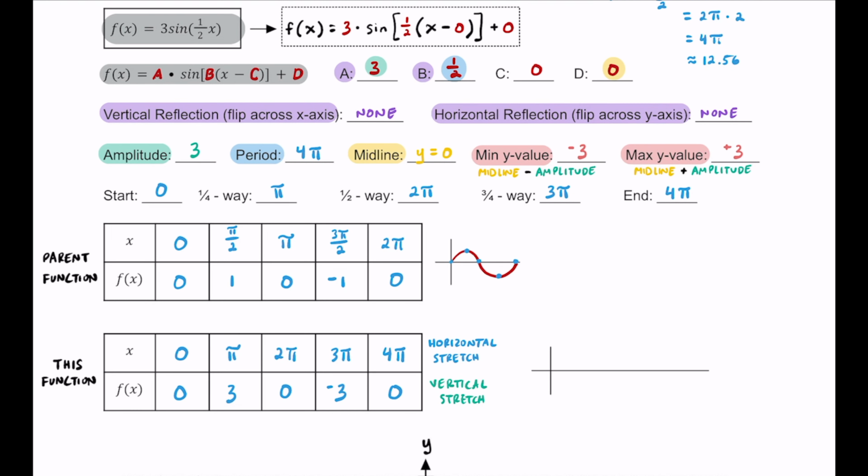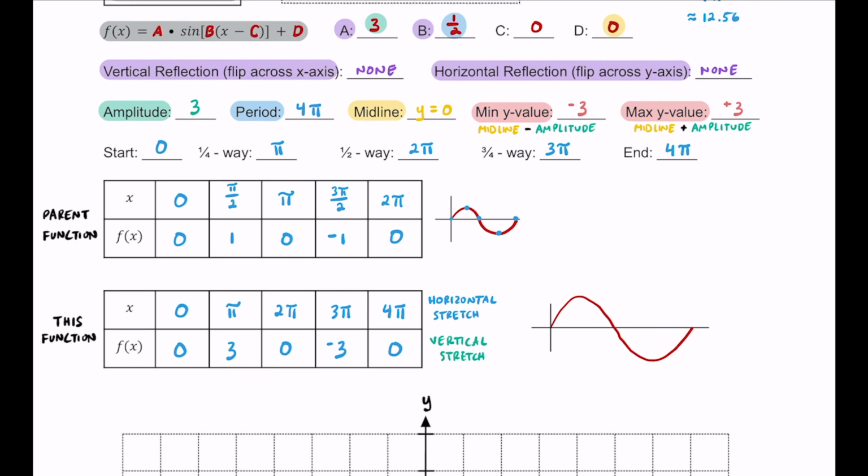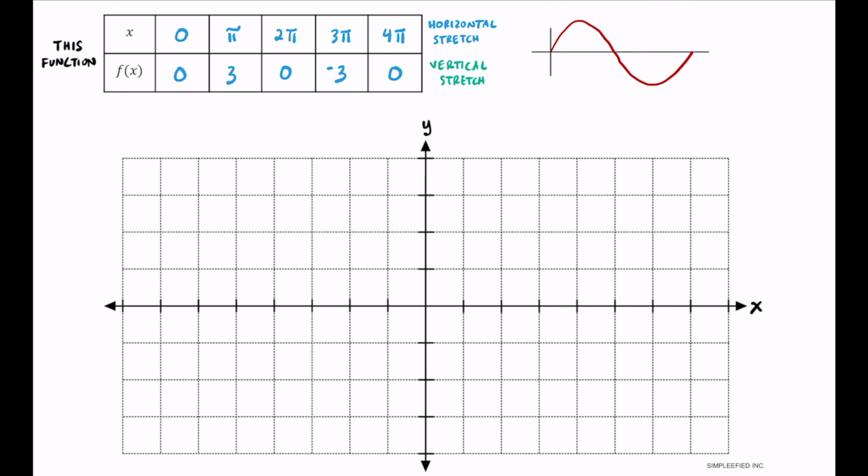So even if you just want to draw a rough sketch, you would know that the same thing is going to happen as the parent function, but it's going to go 3 times higher and 3 times lower, and take twice as long to complete a cycle. Now that we got all the hard work out of the way, let's go ahead and make our graph.